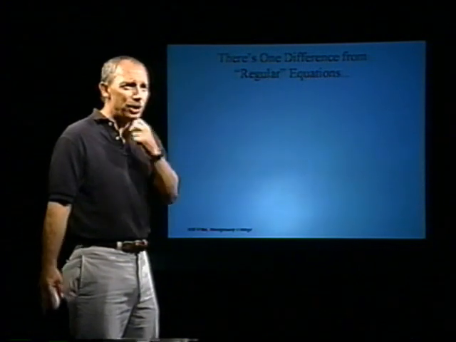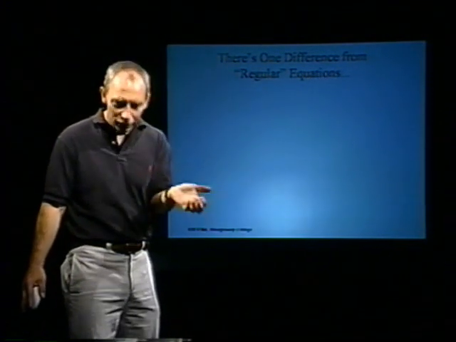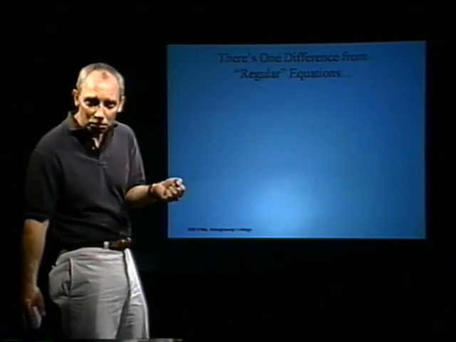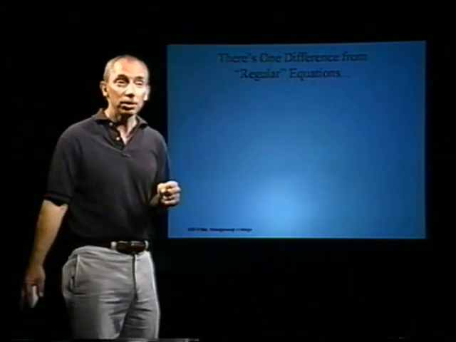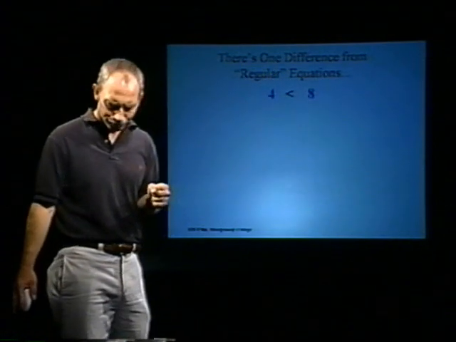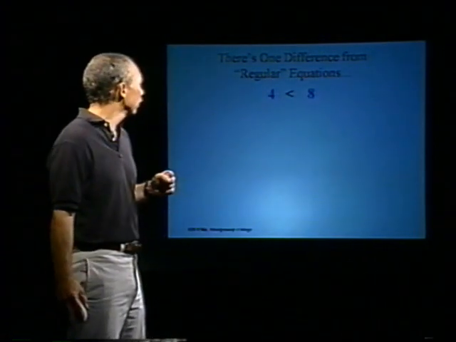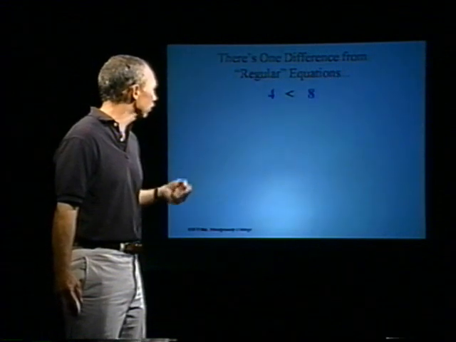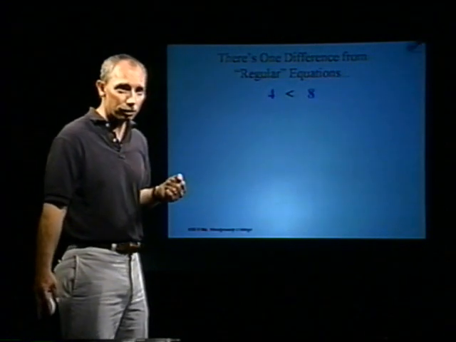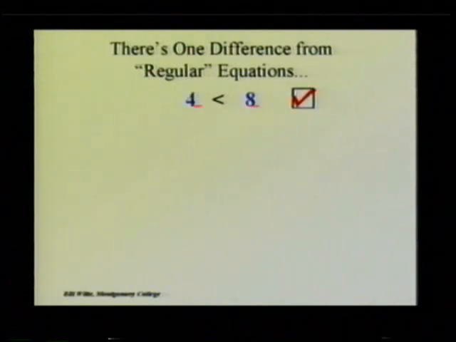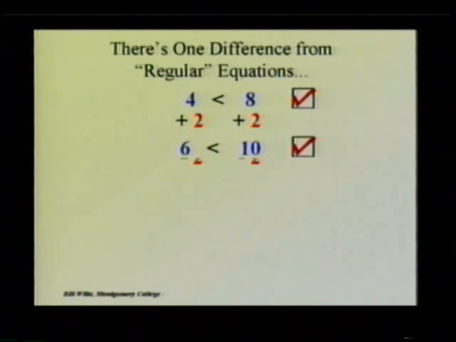Now there's one difference between a regular equation, one with an equal sign, and these inequalities. Consider this. How would we read this? 4 is smaller than 8. That's true. Or 8 is bigger than 4, however you want to look at it. What if I add 2 to both sides? I'm allowed to do that as long as I do it to both sides. It's true. 4 plus 2 is 6. 8 plus 2 is, in fact, 10. Everything's hunky-dinky here.